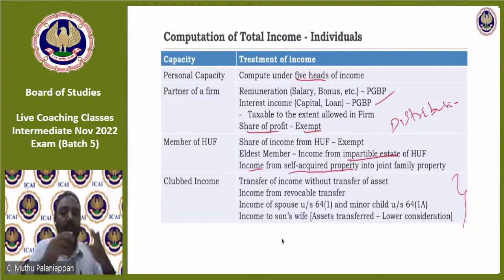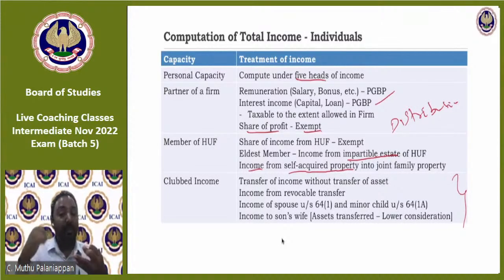What could be the income? So an individual will be taxed for its own income under the specific heads. And if the individual is a partner in a firm, the share of profit is exempt. The salary received, the interest received will be taxable as business or profession.